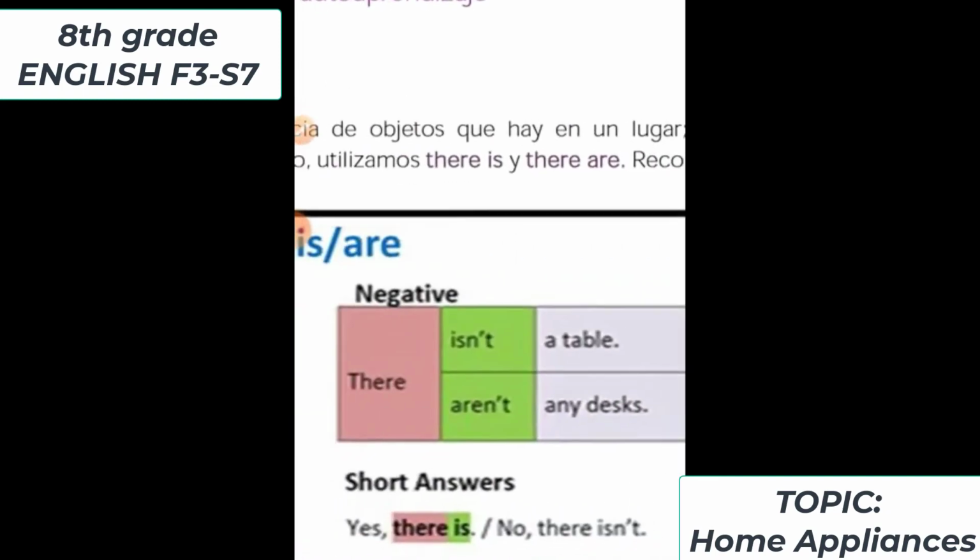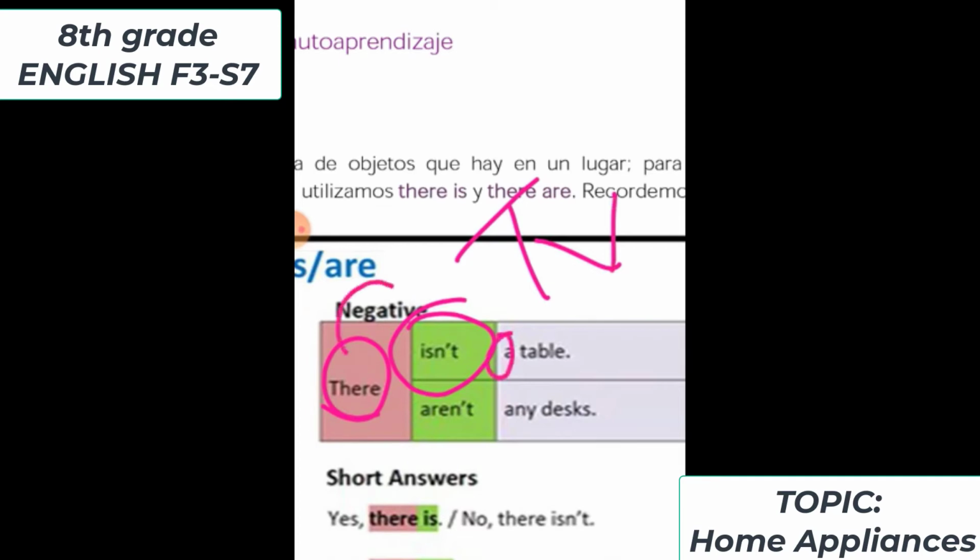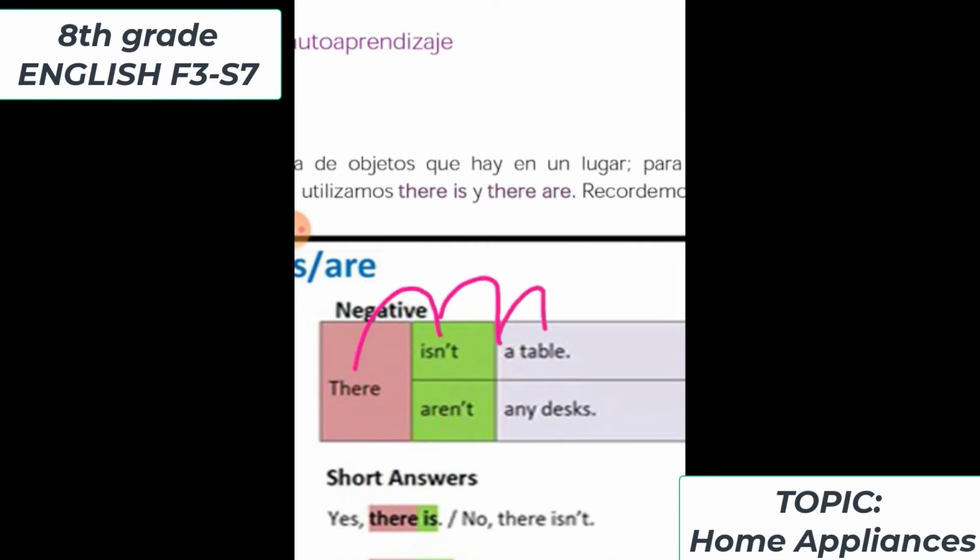How about negative? Cuando la respuesta es no. Cuando you want to say no tengo algo, that you don't have something en tu casa. So, for example, imagine that you don't have a TV in your house. So, you say there isn't a TV in my house. O si no tuviéramos mesa in our house. There isn't a table in my house.